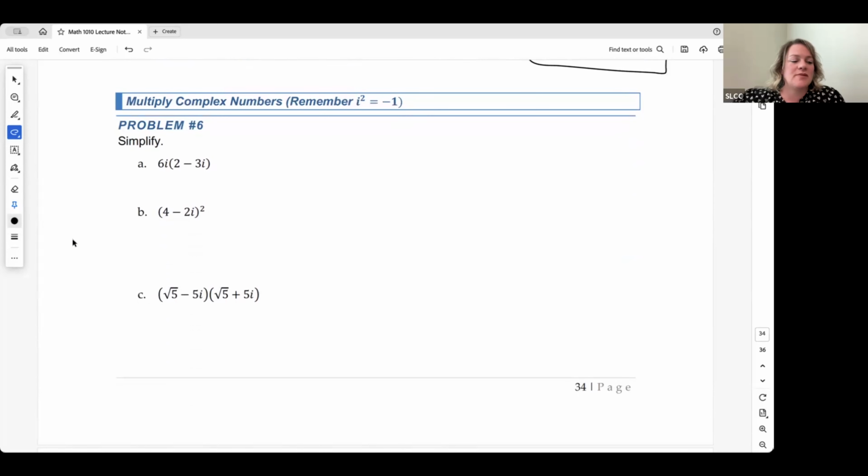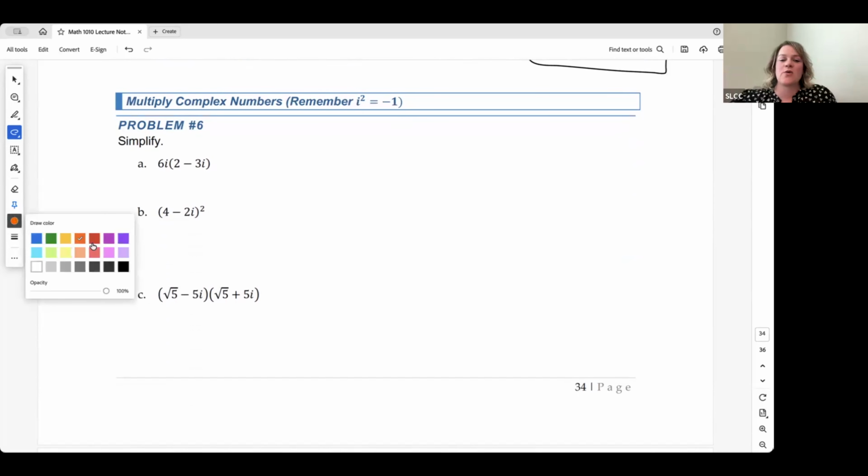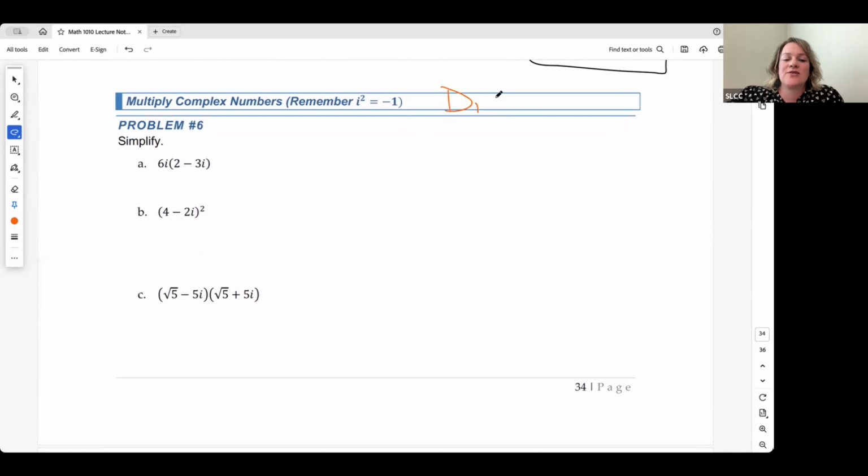How do I multiply complex numbers? What's your big firework word? I want you to put in your notes, distribute. I'm going to distribute. So I'll take the 6i out front and distribute it into the parentheses. Okay. So on letter A, I would get 12i minus 18i squared.